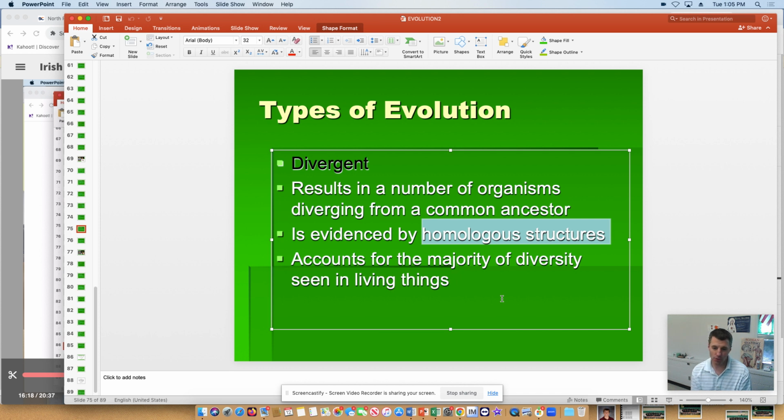And it accounts for most of the diversity seen in living things. So it is indicative of common ancestry. So common ancestor, homologous structures, divergent.